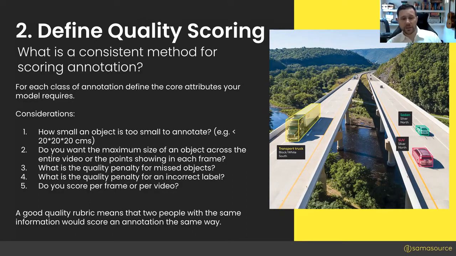Next is what's the penalty for missed objects? No system is going to be 100% perfect on finding them, so you need to have an agreed upon scoring penalty for missed objects. And then also for incorrect labels. This is actually an important one. It can be very difficult when going through very, very large data sets to get the labels right perfectly every time. Lots of tools to help with it, but you need to understand what the penalty score is for an incorrect label.